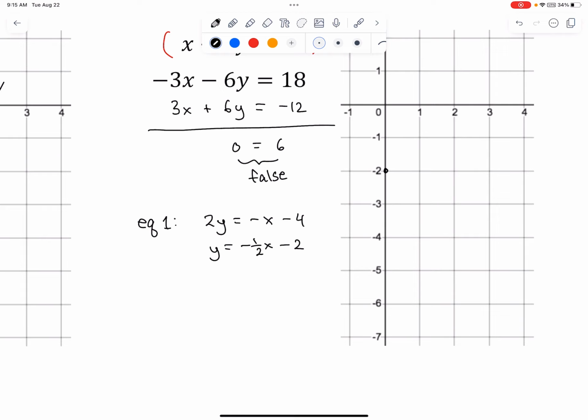I'm going to think of the rise as being negative 1 and the run being 2, so that would be a run of 2 and a rise of negative 1, down 1. There would be a second point right there.